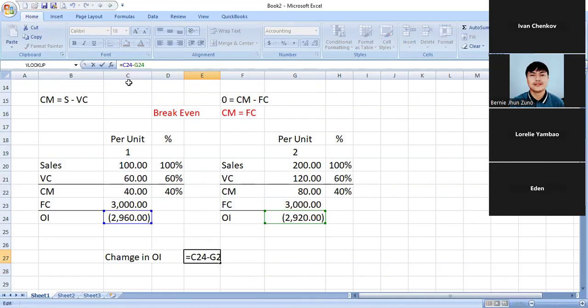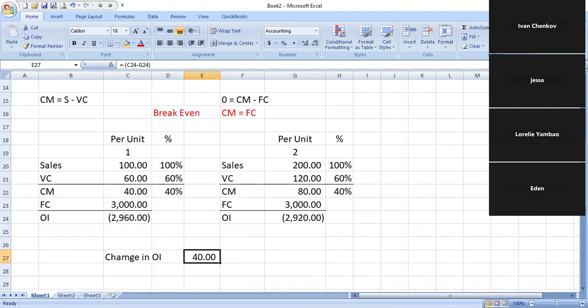Let's make it positive. So my operating income starts climbing up with $40. The question is, where did those $40 come from? From the sale of another unit. Why? Because every unit that I'm selling is going to give me $40 contribution margin. Or in other words, that change in the operating income came from the contribution margin of additional units that we're selling.